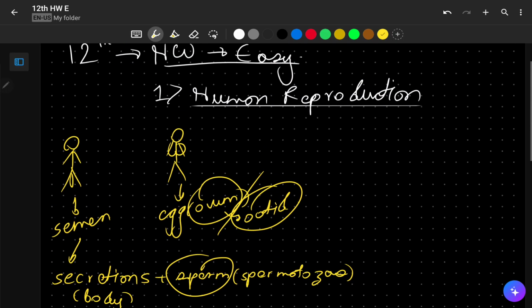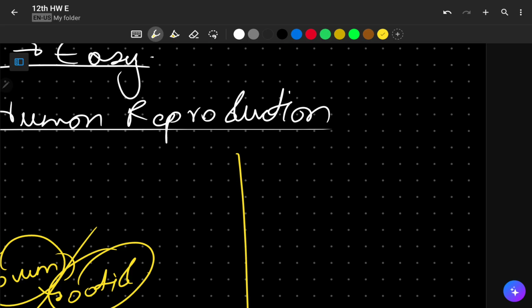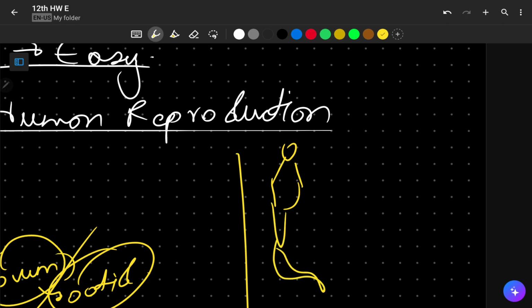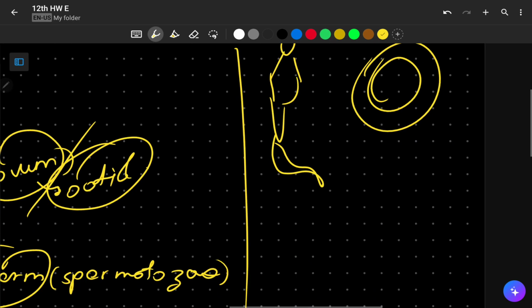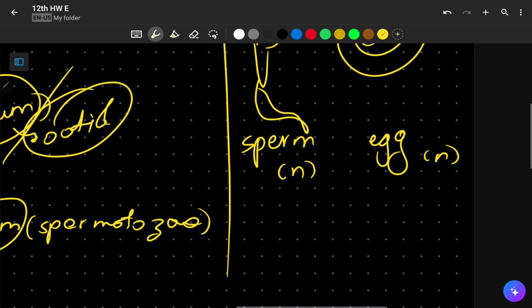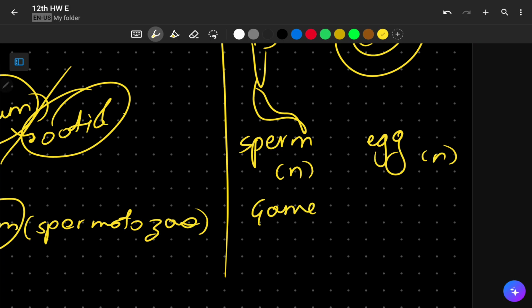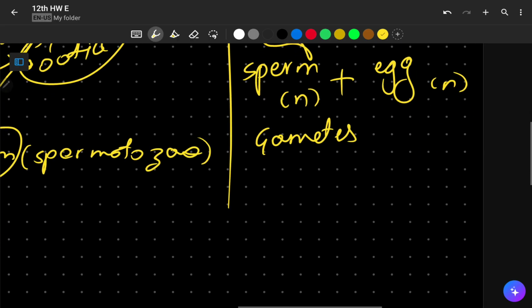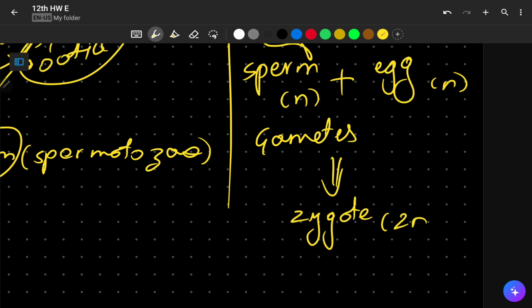So what basically happens is we can show you that, for example, let's just make a randomized diagram for the sperm, and we have some kind of egg. So this is the sperm, this is the egg. By the way, what are these called? These are gametes, and the formation of this is called as gametogenesis. They meet, form the zygote. Zygote is 2n. Why? Because of course n plus n is 2n.